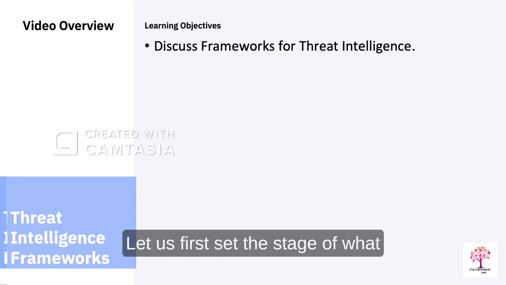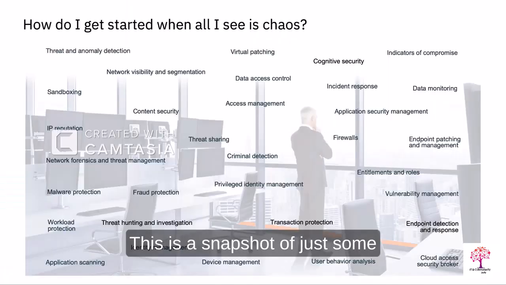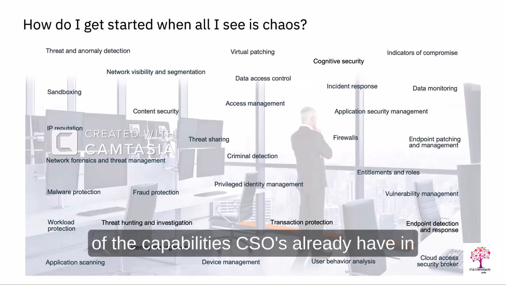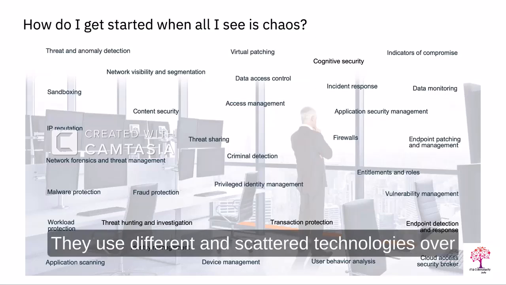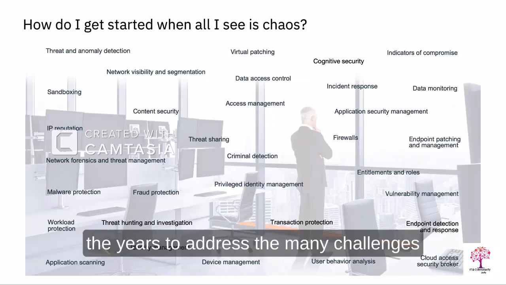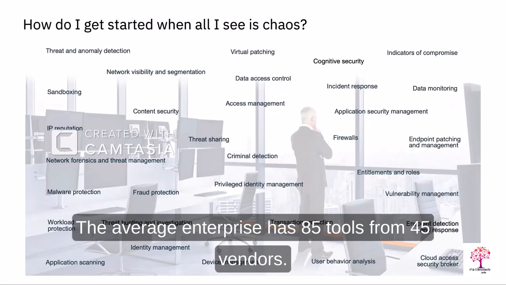Let us first set the stage of what the average IT security environment looks like. This is a snapshot of just some of the capabilities CSOs already have in their arsenal. They've been acquiring different and scattered technologies over the years to address the many challenges that their complex environments face. The average enterprise has 85 tools from 45 vendors.